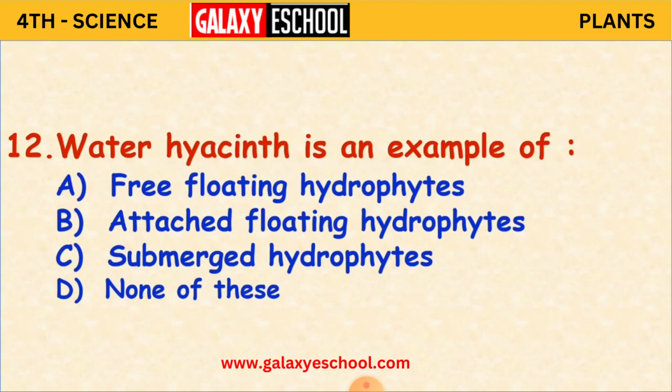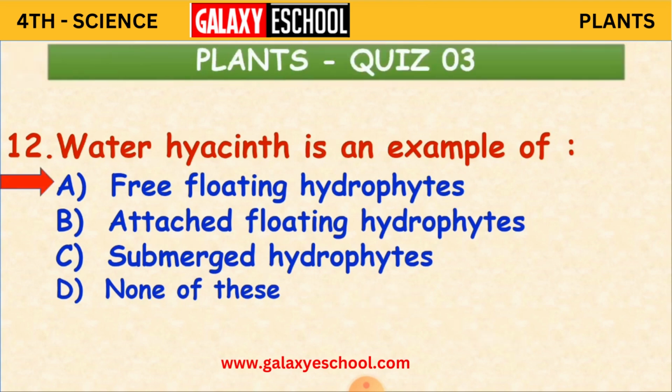The last question for today: water hyacinth is an example of A option, free floating hydrophytes, attached floating hydrophytes, submerged hydrophytes, or none of this. Water hyacinth, children, which type is this? Yes, the correct option is free floating hydrophytes, because the leaves are light and the stems are light. That is why they are free floating hydrophytes.